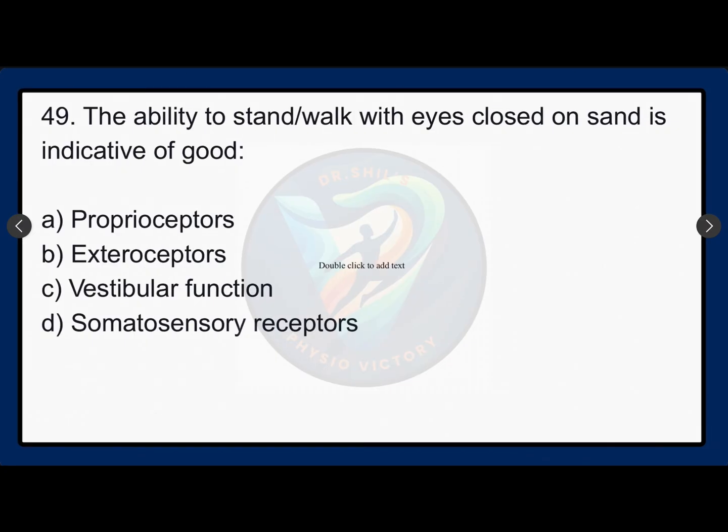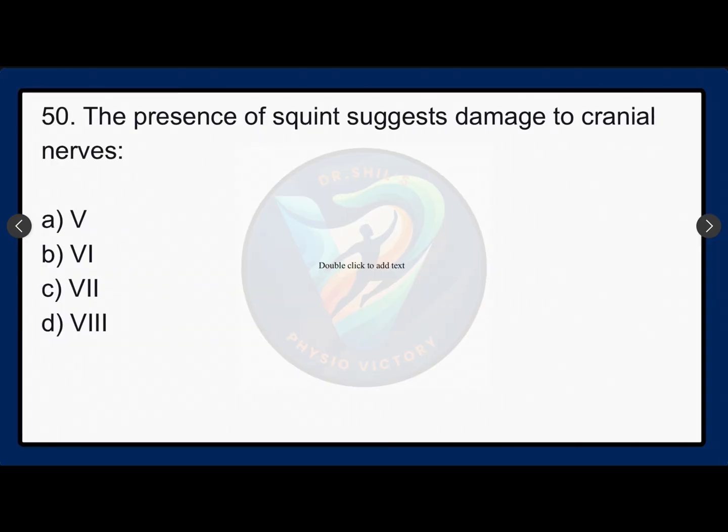Next question, question number 49. The ability to stand or walk with eyes closed on sand is indicative of good option A proprioceptors, option B exteroceptors, option C vestibular function, and option D somatosensory receptor. Here the clear answer is option A proprioceptors. This is a very easy question.